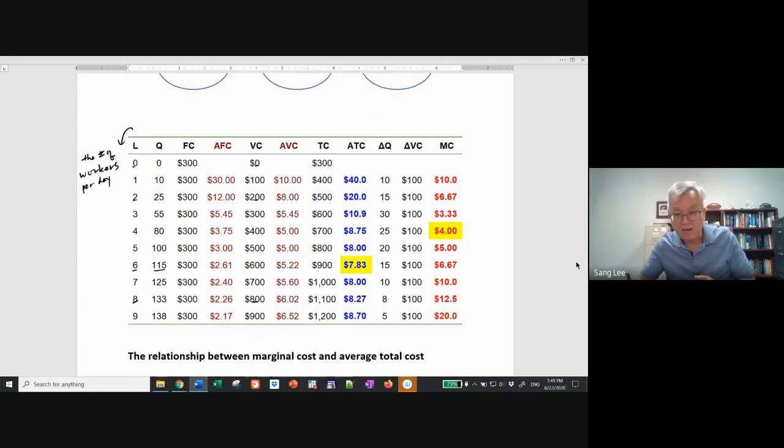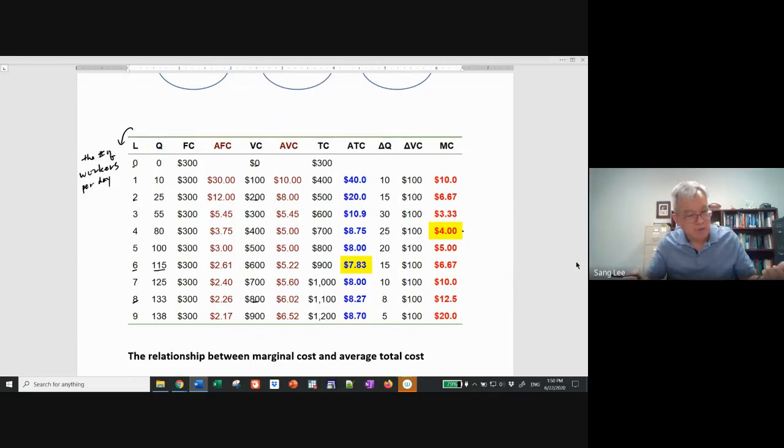And then marginal cost here, as you increase the output by hiring more and more workers, then what? The cost of producing 1 additional unit is now what? Falling. And then it starts rising again here. When does marginal cost start rising again? That's when you hire number 4 workers and produce 80 units.